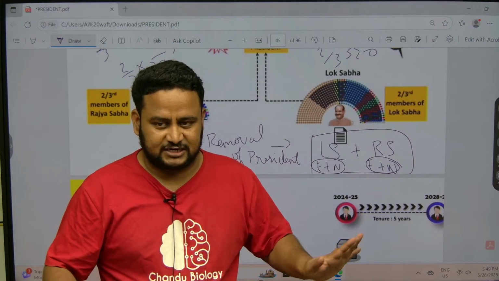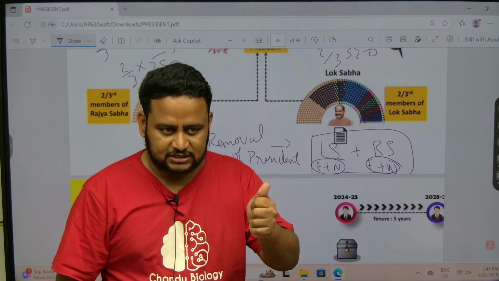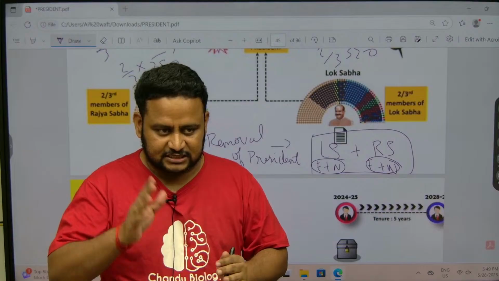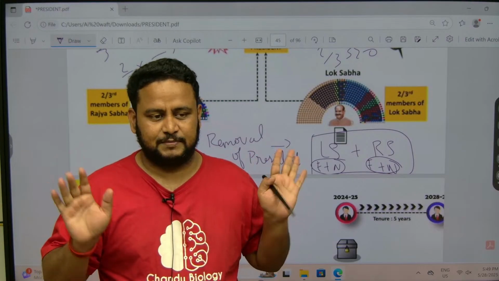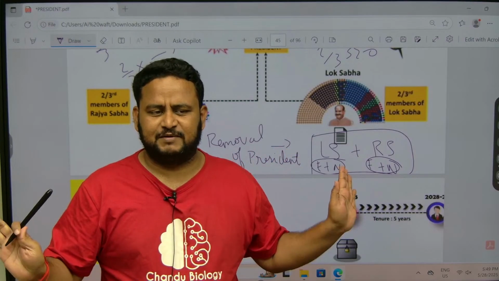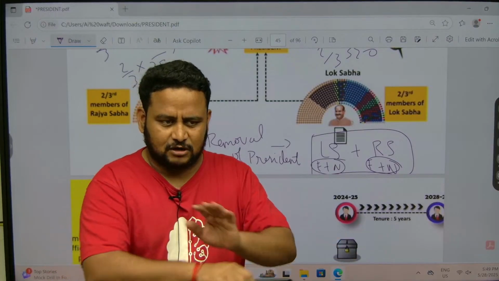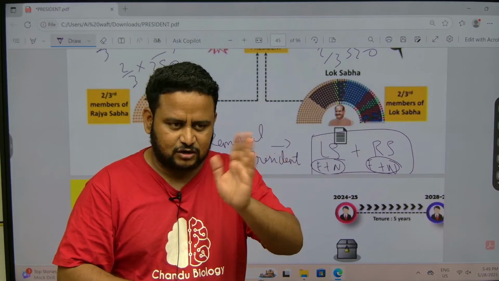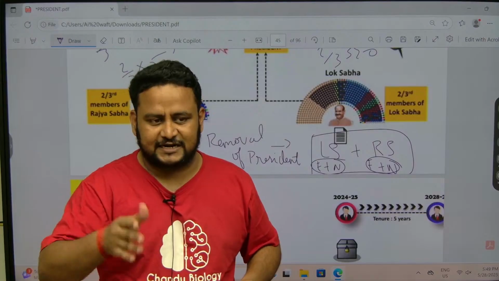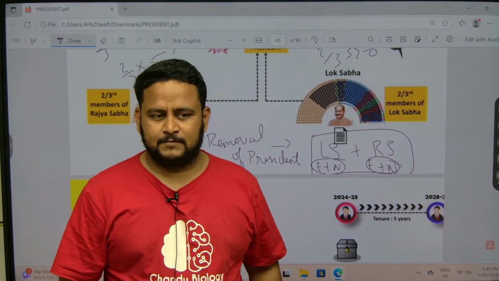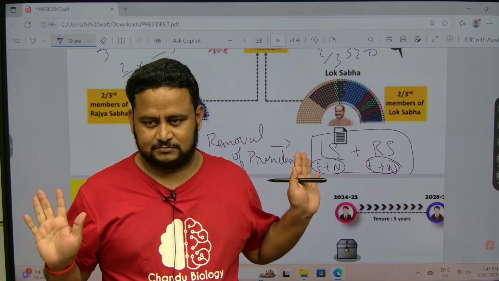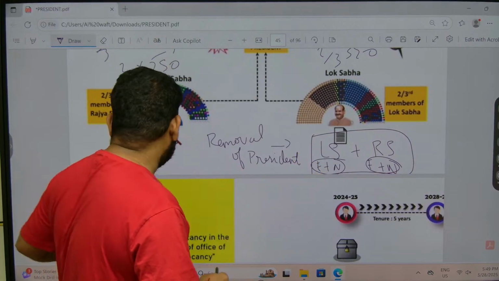Talk only about the parliament. Lok Sabha, elected, nominated. Rajya Sabha, elected, nominated. That's all you remember. That means all the members of the parliament, that is all the members of Lok Sabha, elected and nominated, and all the members of Rajya Sabha, elected and nominated, will take part in the removal of the president. That's it. Got it? Next thing.